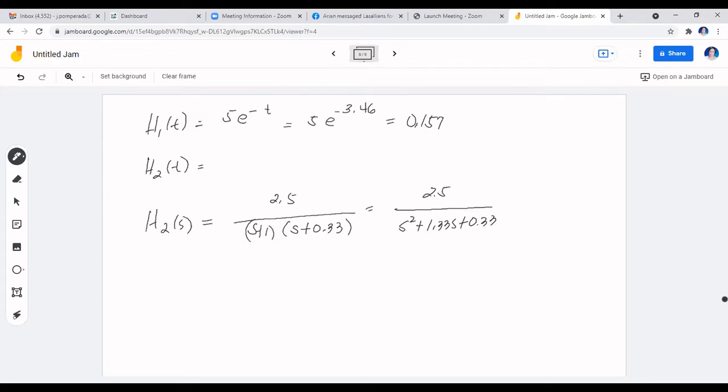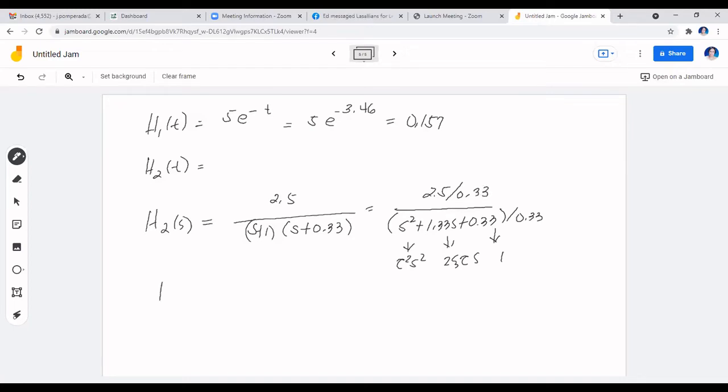Now, it is also very important that when you have the H2 of S expression, the form should be, as explained to you, tau squared S squared, then 2 zeta tau S, and then 1. So if you recall, it was suggested that you divide by the constant that appears last to make it 1. You do the same for the denominator, and you do the same for the numerator.